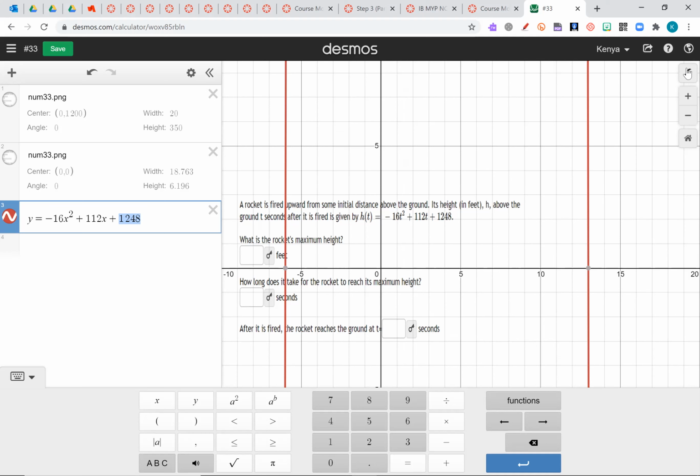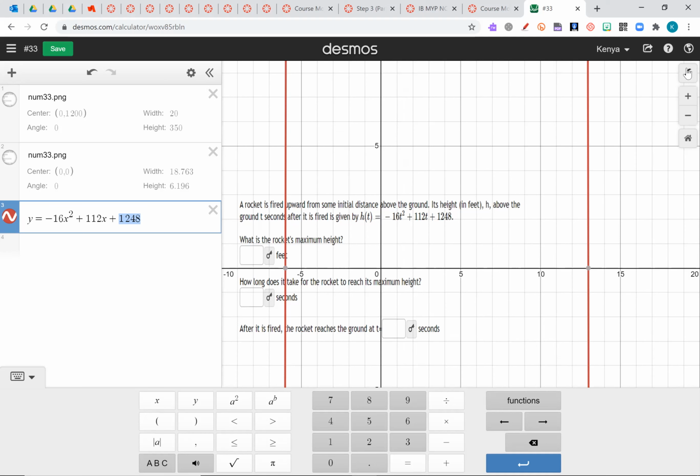So now we're ready to look at the third part of the question. It says, after it is fired, the rocket reaches the ground at t equals what seconds. So when I adjust my graph to accommodate, let's move the graph so that we can see where it's going to hit the ground. We already determined that the ground is the x-intercept, right?